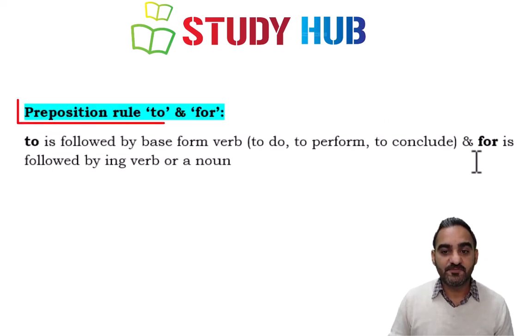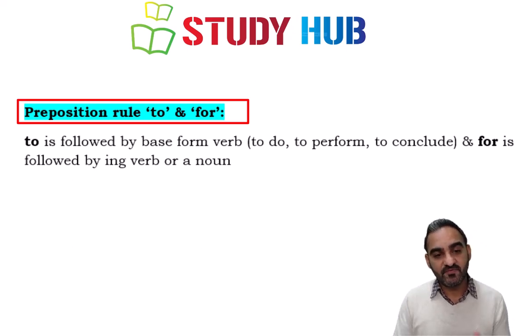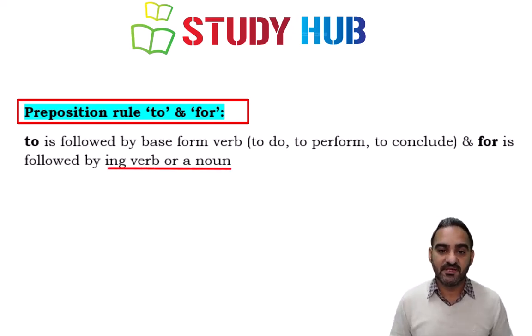Next rule. This is called the preposition rule. Quite a few times you will see blanks followed by to or for. If the blank is followed by to, in PTE mostly it is a verb in the base form. And if the blank is followed by for, in PTE mostly it is an ing verb and sometimes it can be a noun. For example, to do: I am going to do this, I'm going to teach you, I'm going to learn this, I'm going to perform this.